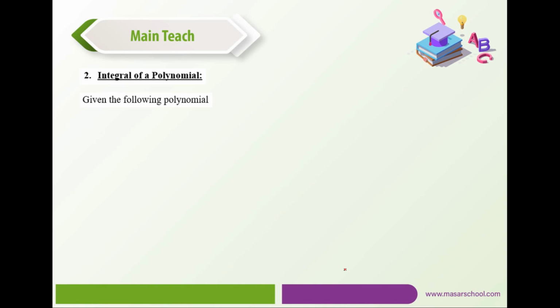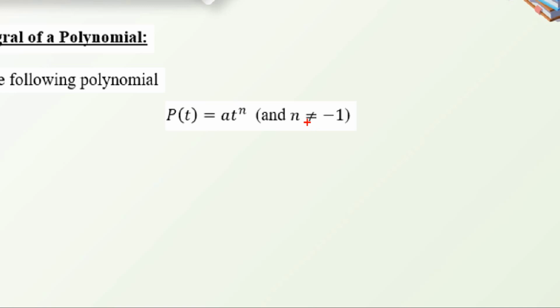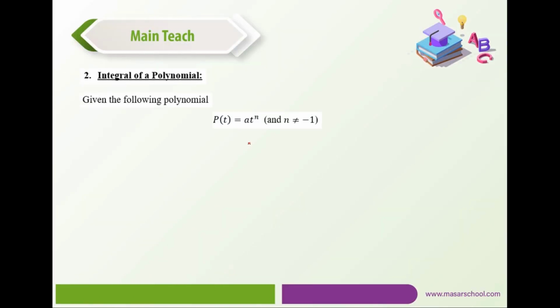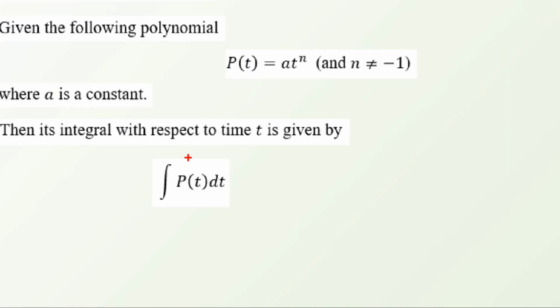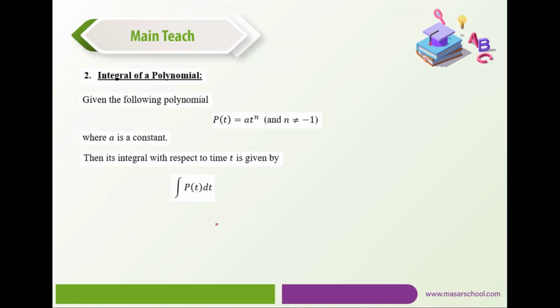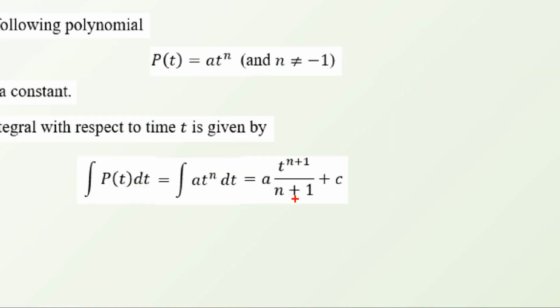Now in section 2 we're going to introduce the integral formula for a polynomial. Given the following polynomial, p of t is a t to the power of n, and here we're putting a condition that n is different than -1 and a is a constant. Then its integral with respect to time t is given by: the integral takes the polynomial function a t to the power of n, and that would be a t to the power of n plus 1 divided by n plus 1, plus a constant c.